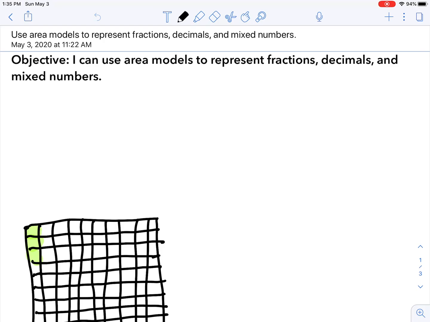The objective for this lesson is I can use area models to represent fractions, decimals, and mixed numbers. So we've been learning how to write fractions as decimals and decimals as fractions, and to write mixed numbers both in fraction form and decimal form.